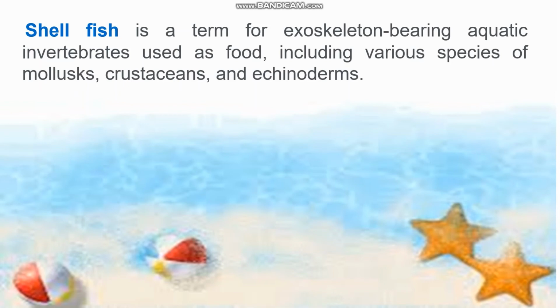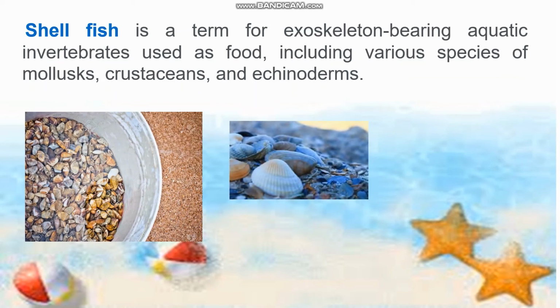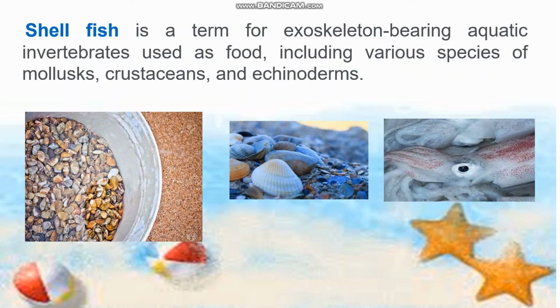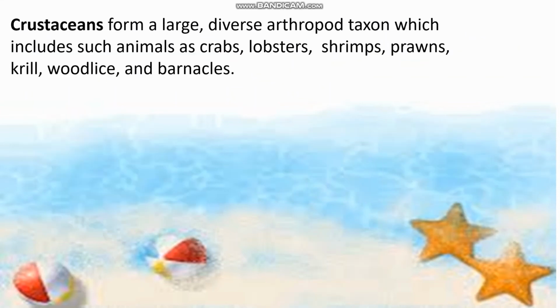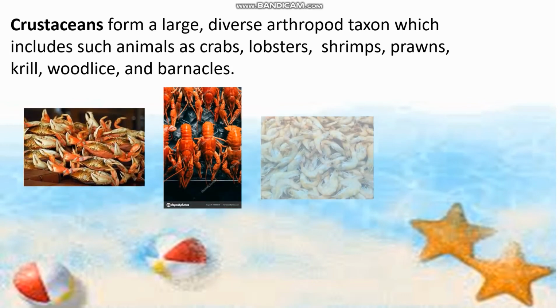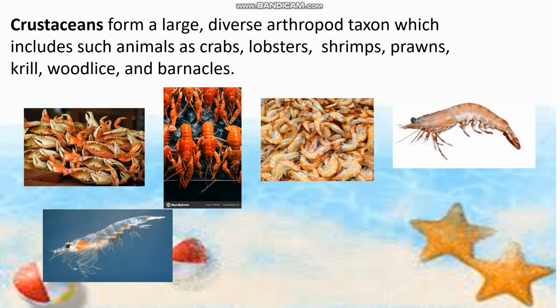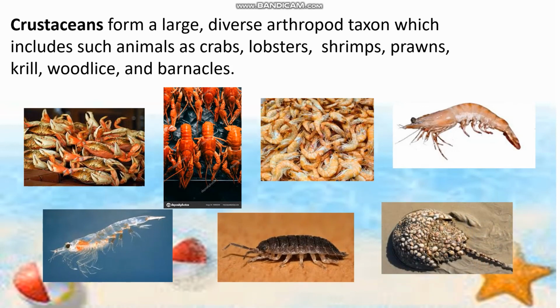Shellfish is a term for exoskeleton-bearing aquatic invertebrates used as food, including various species of mollusks, crustaceans, and echinoderms. Crustaceans form a large, diverse arthropod taxon, which includes such animals as crabs, lobsters, shrimps, prawns, krill, woodlice, and barnacles.